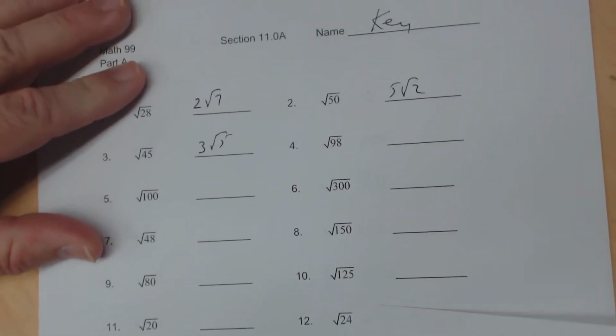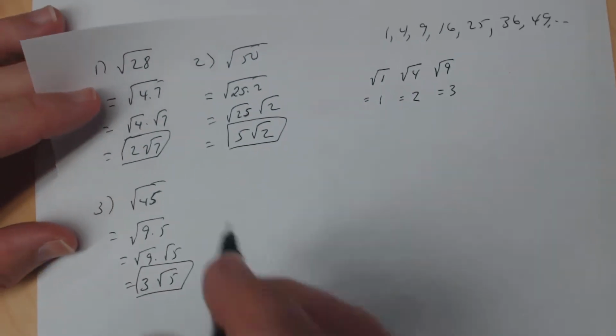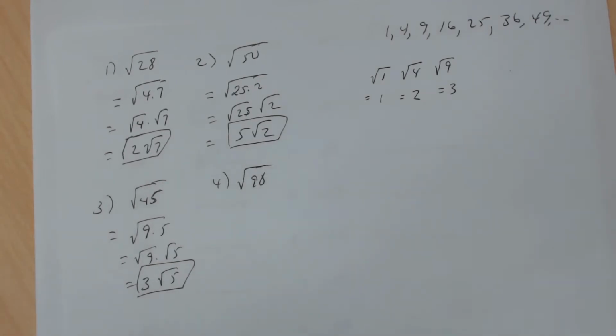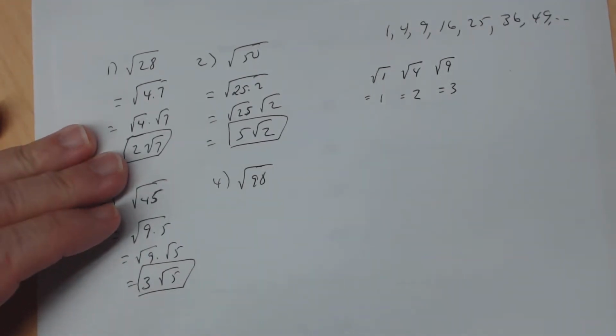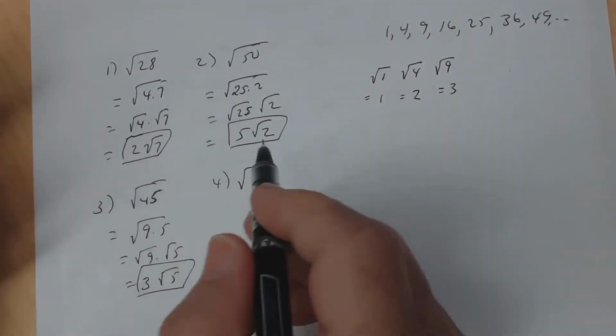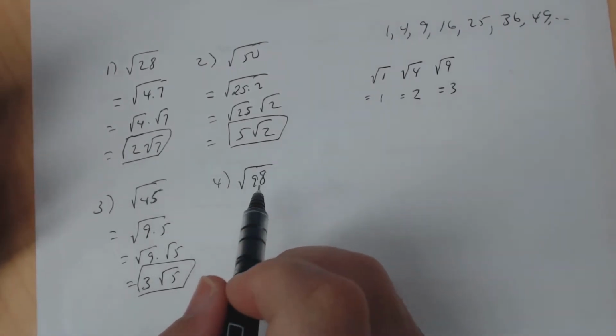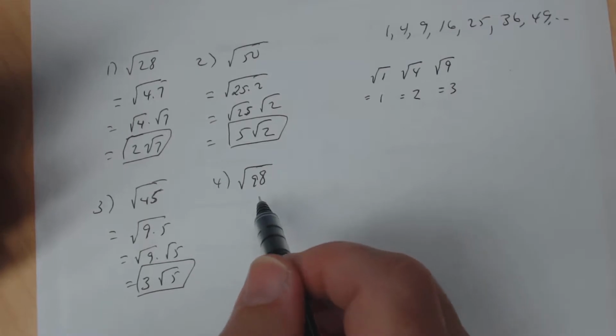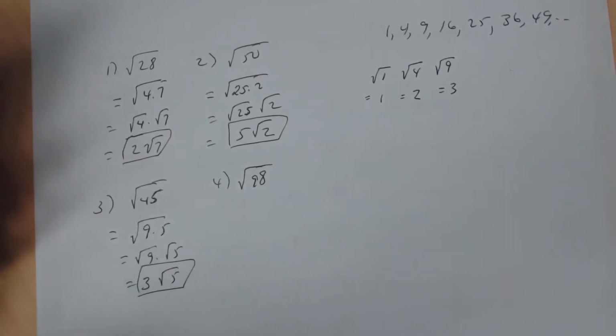Alright, number 4, you have the square root of 98. In some of these you may need to use your calculator, but besides 1, you need to find the largest. Always use the largest perfect square that will go into 98. If you don't use the largest, you're going to have a bunch of steps to deal with.